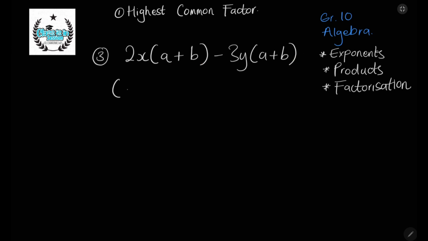You write it in the first bracket, a plus b. What are we left with? We have 2x minus 3y. So you just write this in the second bracket, 2x minus 3y. And that is how we factor the common bracket.